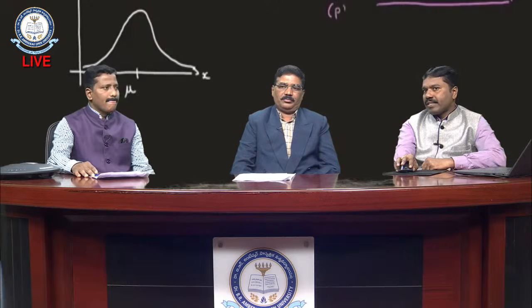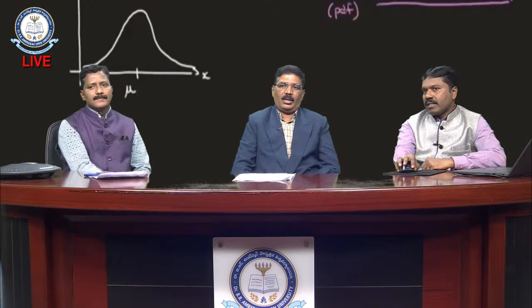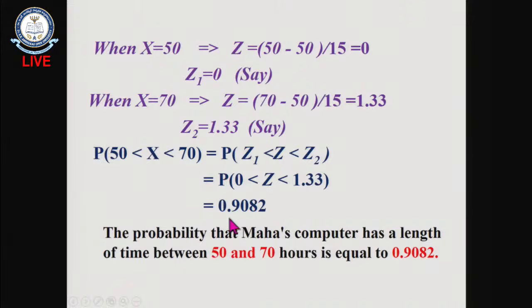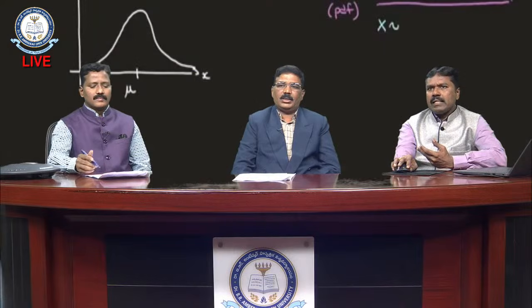According to our question, how much chance is there? That is 0.908, which is closer to 1. So the probability that Mahalakshmi's computer has a length of time between 50 and 70 hours is equal to 0.9. So there is a 90% chance.